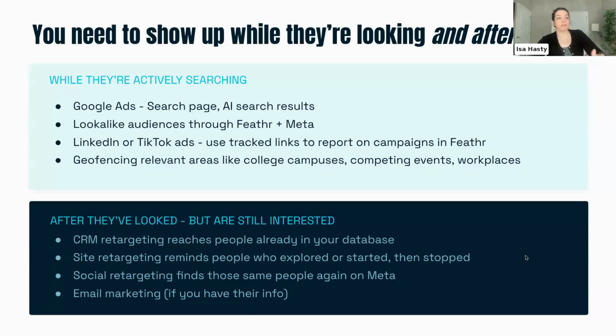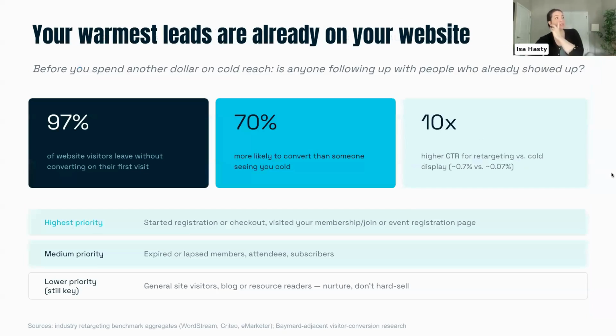And then email marketing, obviously. If you have their information, this is a great way to keep up with people and make sure you're not falling off their radar. I've said this already multiple times, but your warmest leads are already in the mix with you. They've already been to your website, they might be in your database. So before you spend another dollar on cold outreach, think about how you're showing up for these people who are already aware of you and already visiting your website.